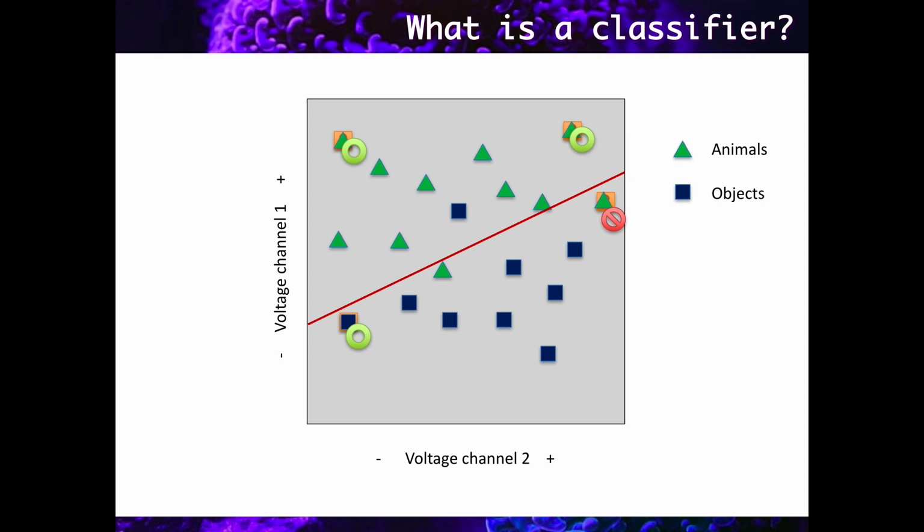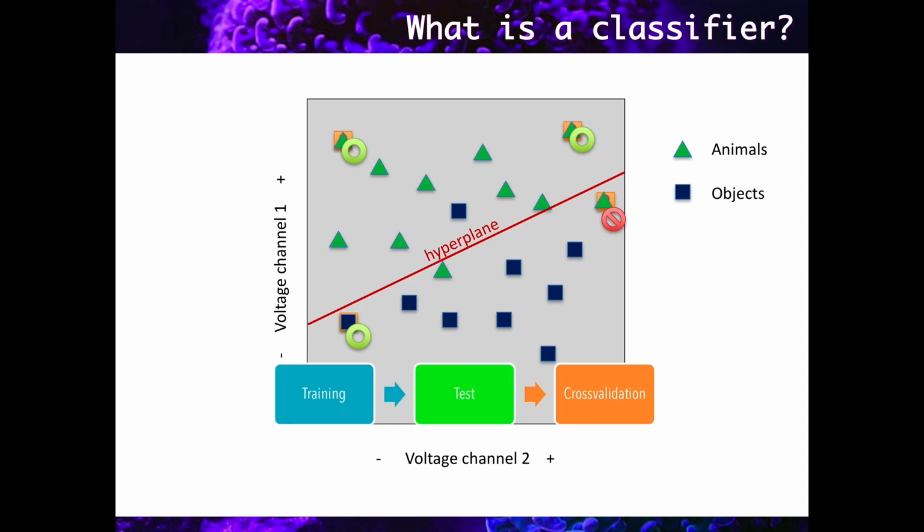Keep in mind that in a more realistic scenario, we are not going to be working with two features or two channels. We can work in EEG with hundreds of electrodes. So visualizing this figure will become a little bit more complicated. In that case, this line will be a hyperplane, trying to separate different classes based on a lot of dimensions. So far, you saw two important steps of a classifier: training and testing. And we will talk about cross-validation in a different video.